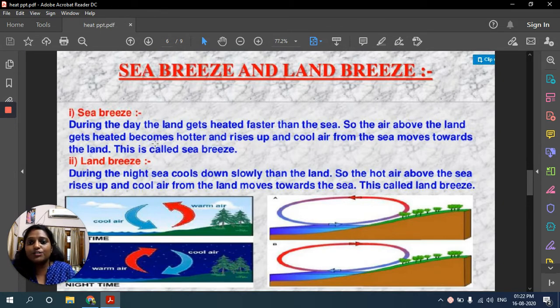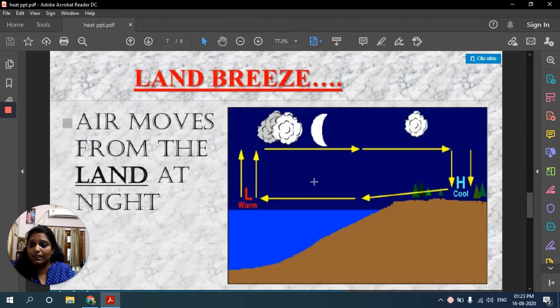Now, during the day, the land gets heated faster than the sea. So, the air above the land gets heated, becomes hotter and rises up. And cool air from the sea moves towards the land. This is called sea breeze. During the night, the sea cools down more slowly than the land. So, the hot air above the sea rises up and cool air from the land moves towards the sea. This is called land breeze.